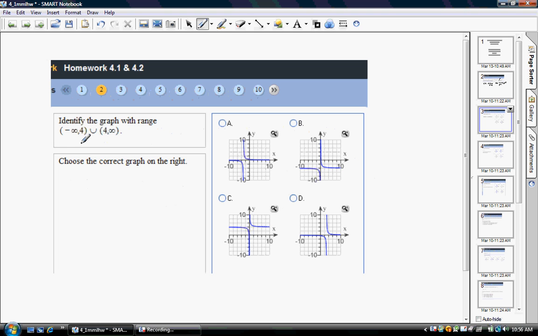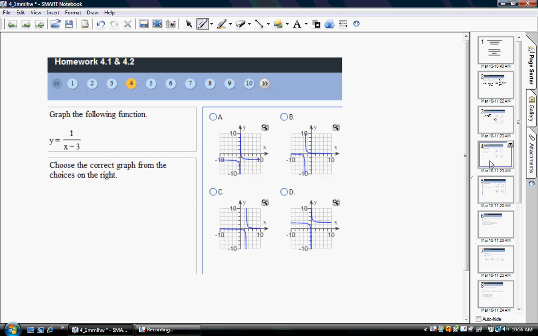Identify the graph with the range negative infinity to 4, union 4 to infinity. So this is the range. So really what that is saying is that we have a horizontal asymptote at y is equal to 4, because everything is included except for 4. And you can see that that happens right here in the graph of C would be the answer.